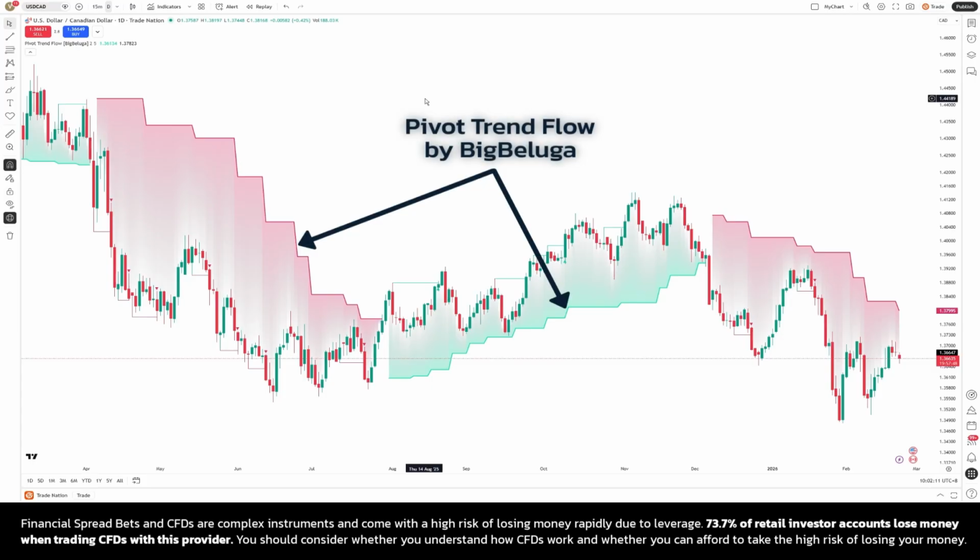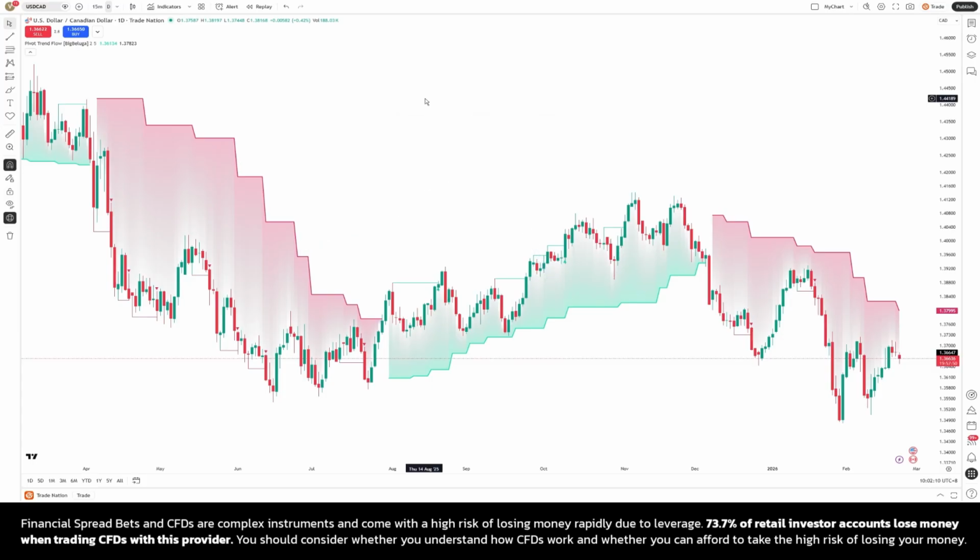BigBeluga's Pivot Trend Flow is a structure-based trend framework built around confirmed swing points. Instead of smoothing price with a moving average, it defines trend using pivot highs and pivot lows, then converts those pivots into adaptive reference levels directly on the chart.